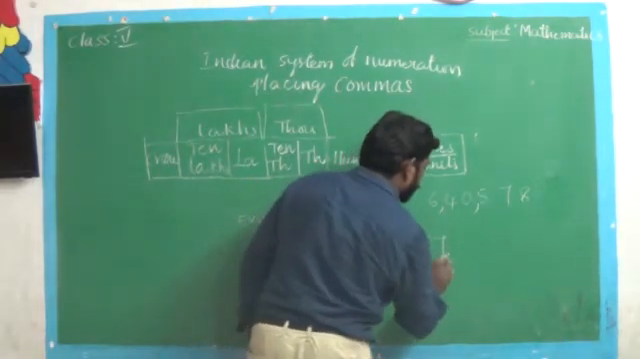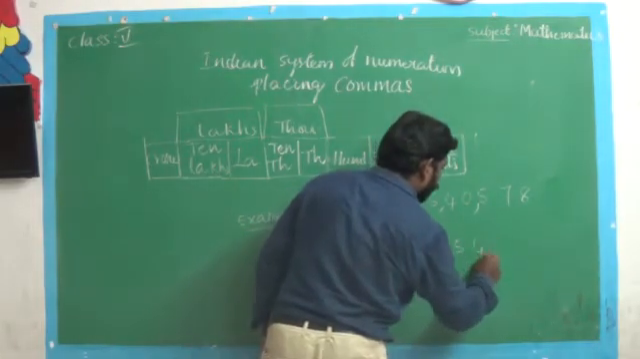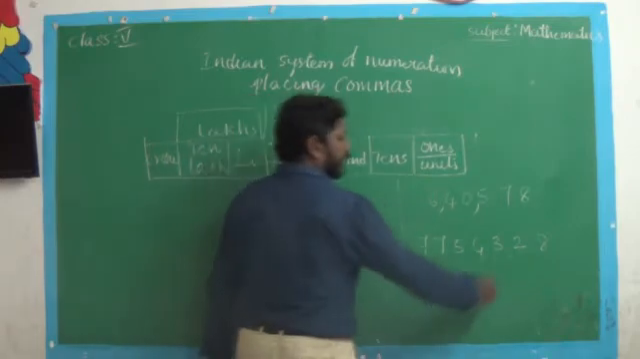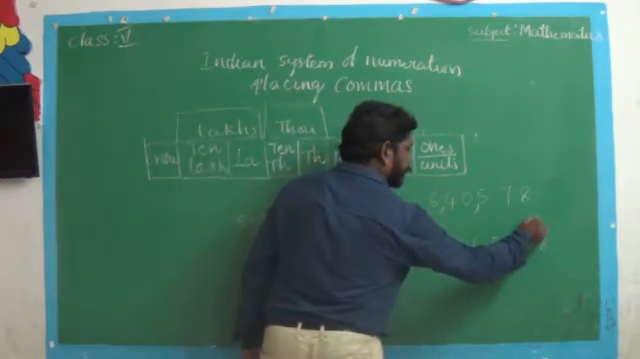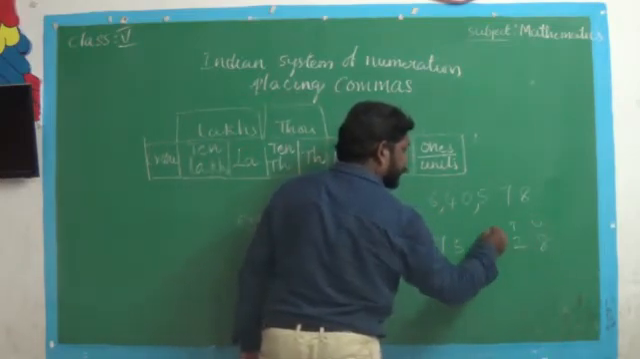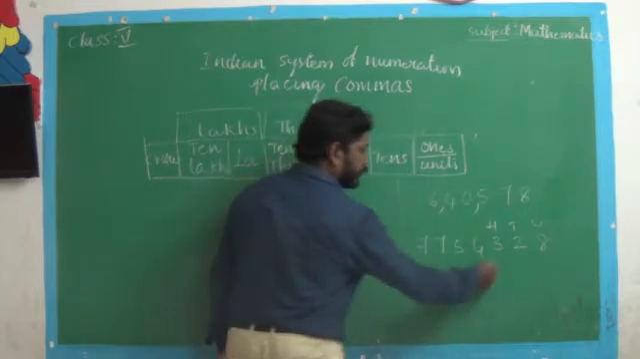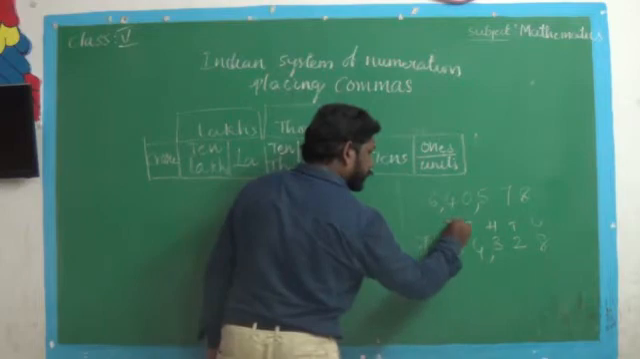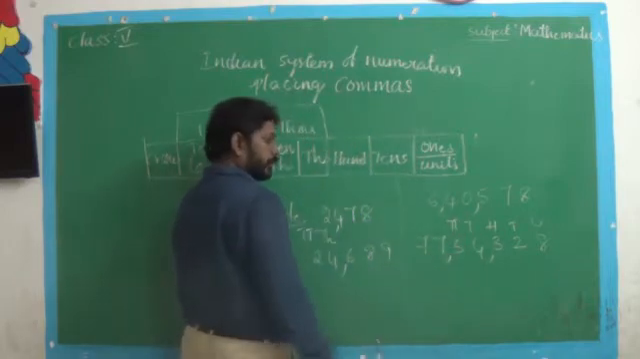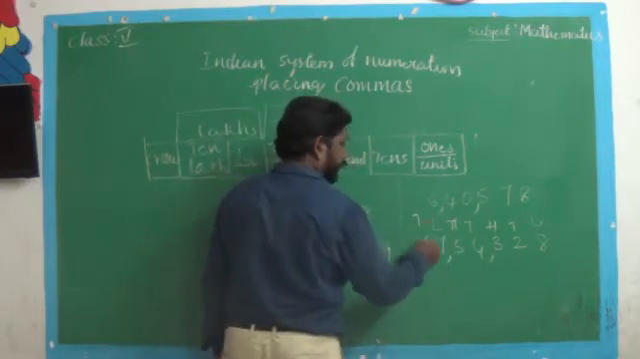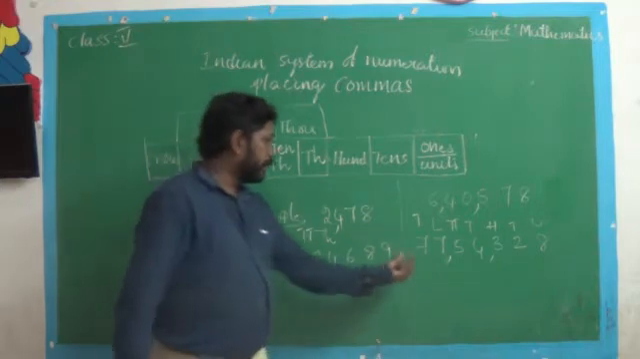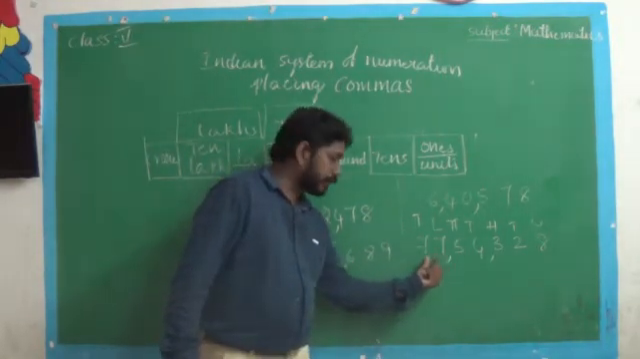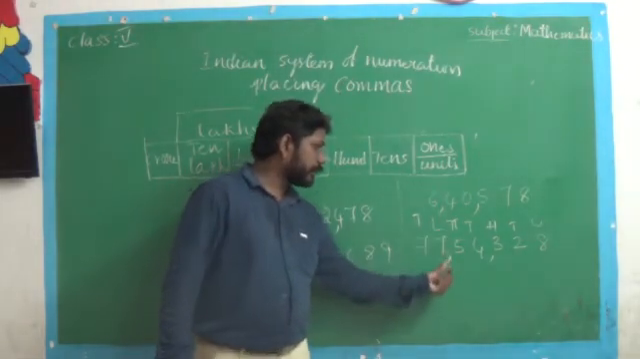Next, one more: 7, 7, 5, 4, 3, 2, 8. Again, ones, tens, hundreds, put comma. Next, what is this? Thousands, 10,000s, put comma. Lakhs, 10 lakhs. So how to read this? 7 tens, so 77 lakhs.